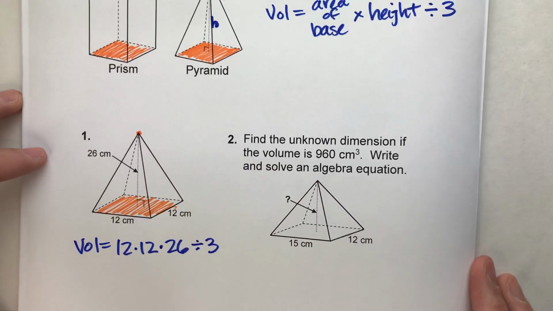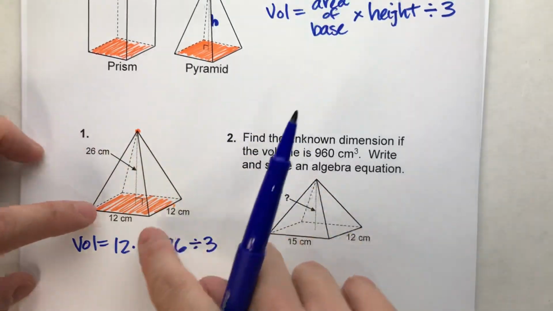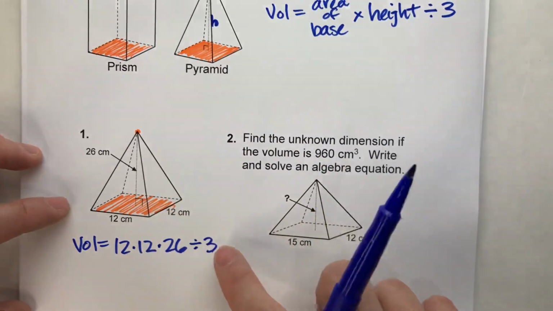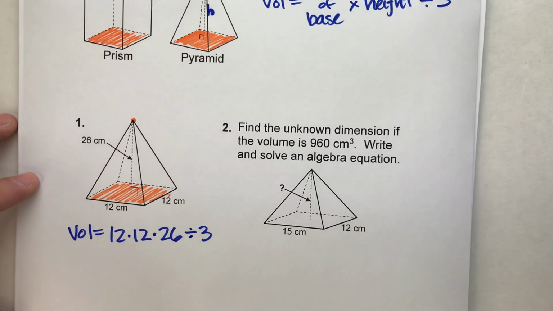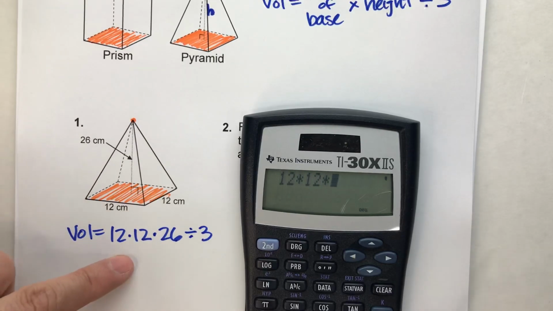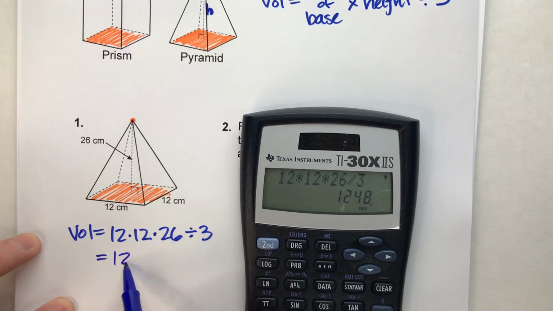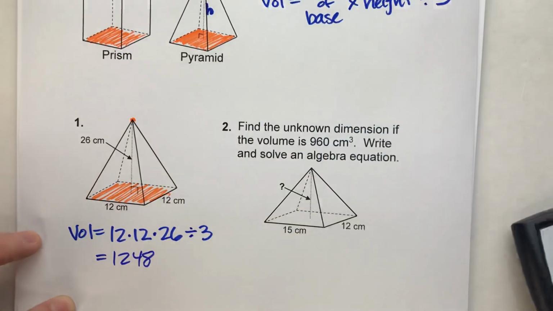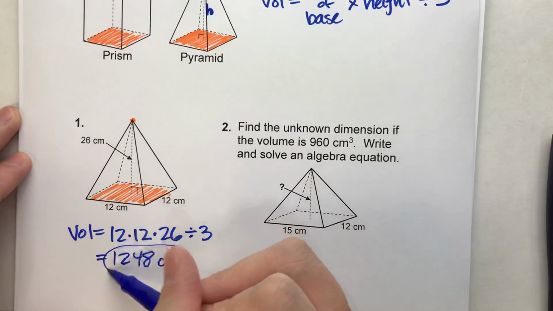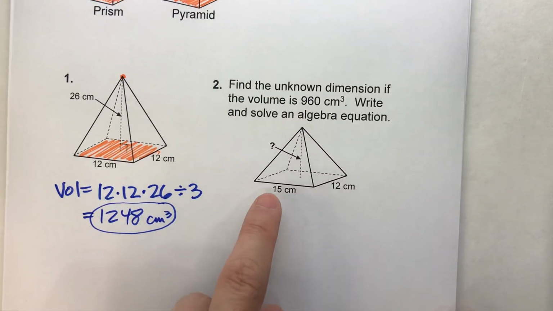All right? So it's not that much different than a prism. If this was a prism and it didn't come to a point here, it would just be 12 times 12 times 26. But because it's a pyramid, we also have to divide by 3. All right? So let's see what we end up getting here. 12 times 12 times 26 divided by 3. Boom. There we go. 1,248. And the units on this are centimeters cubed. All right. Not too bad. All right, let's do one more example.